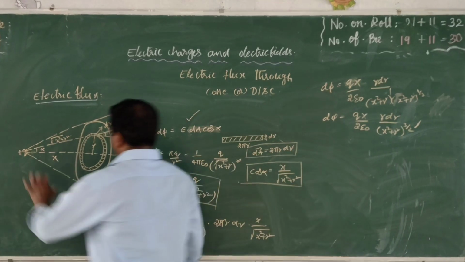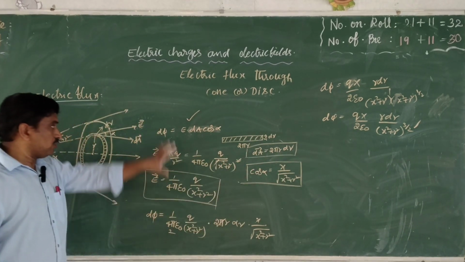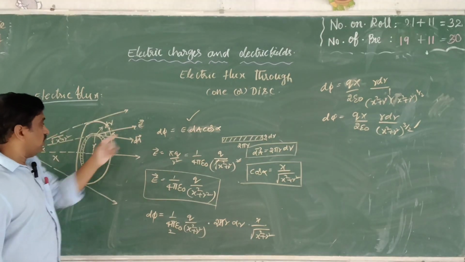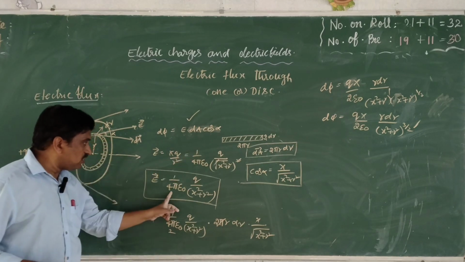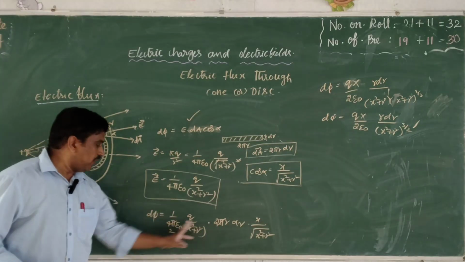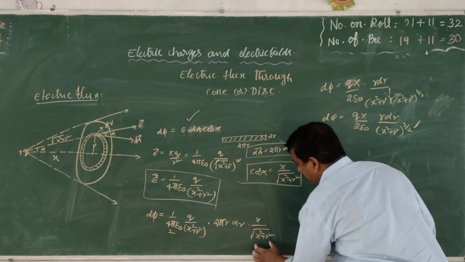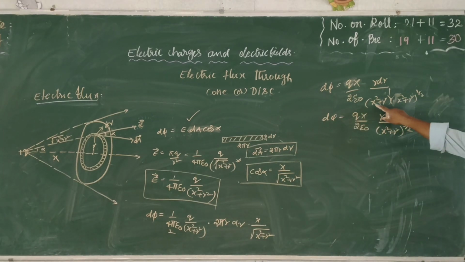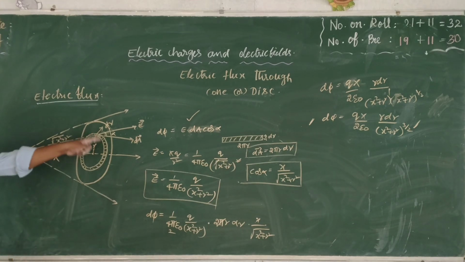So what is cos alpha now? Base upon hypotenuse: x by root of x square plus r square. We substitute all these values in the flux. The flux due to this small ring is d phi equal to E dA cos alpha. Substituting the values and simplifying, the 2 pi cancels, and we get q x by 2 epsilon naught, r dr by root of x square plus r square into root of x square plus r square. Adding both, we get x square plus r square whole power 3 by 2. This is the flux through this small elemental ring.